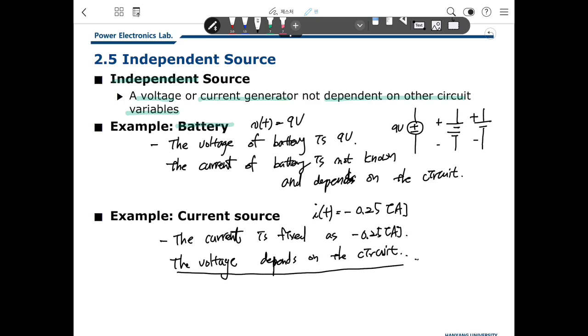Then how to think about that? If, for example, VT is 25 volts, is this the dependent source or not? Actually, this is an independent source. Why? Because Vt is determined only by the value of t, not by any other variable of the circuit. So we can say this is an independent source.